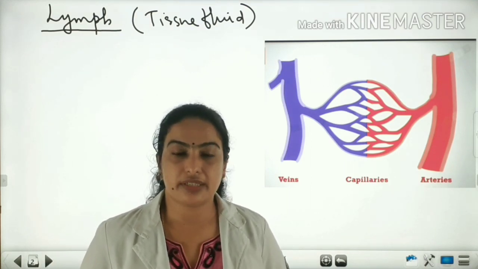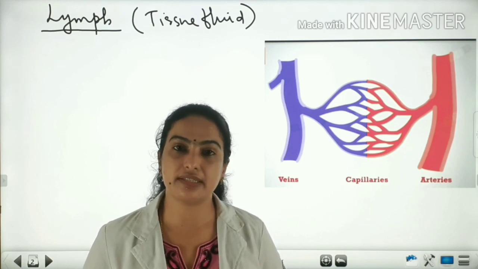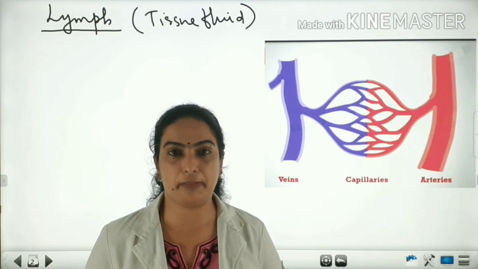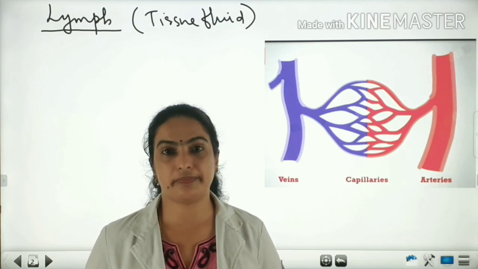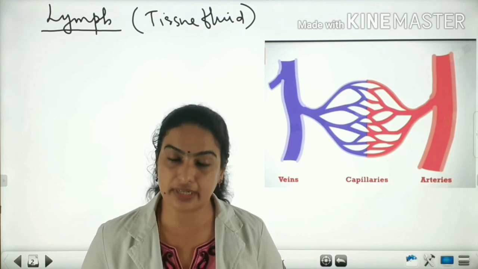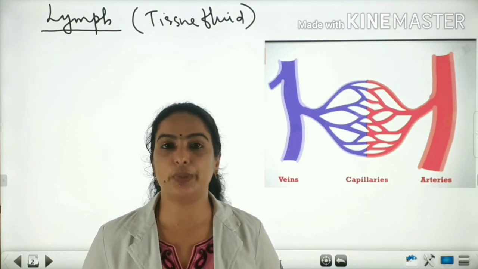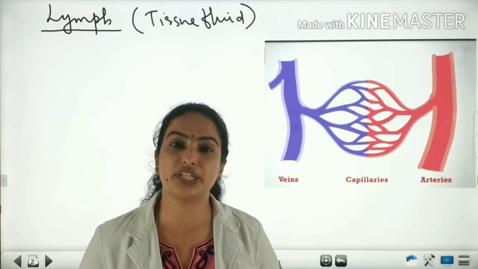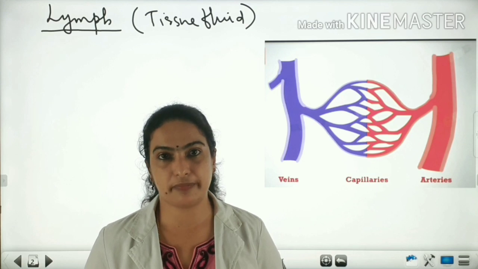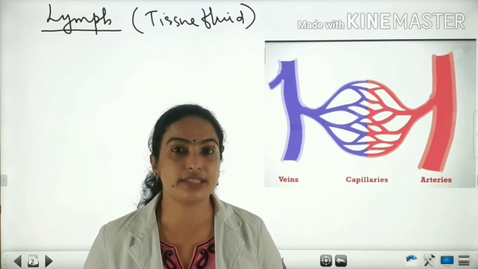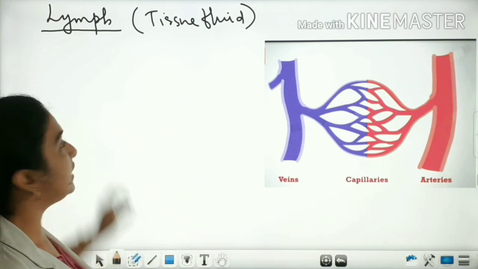I told you that there are three main parts in the circulatory system or transporting system of human beings. They are blood, blood vessels and heart. Along with these three parts, we have one more tissue fluid or body fluid called lymph or tissue fluid that plays a major role in the transportation. It is a colorless fluid. Let's see how this fluid is formed.